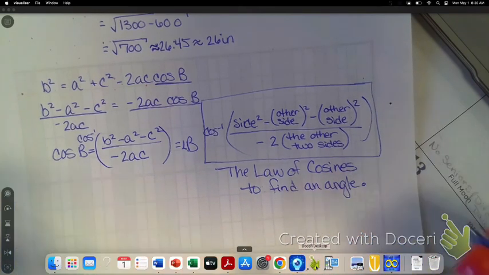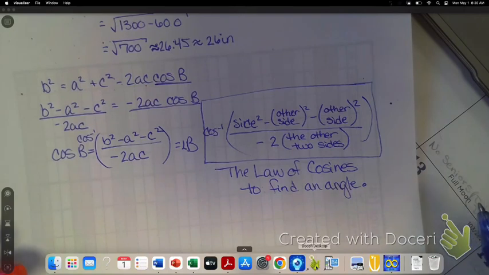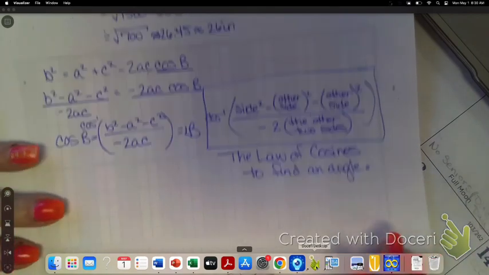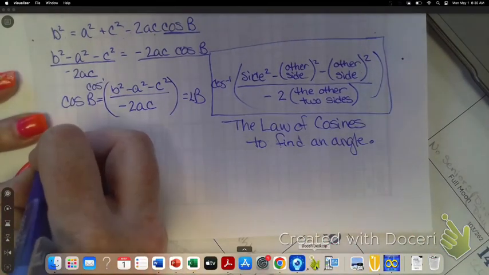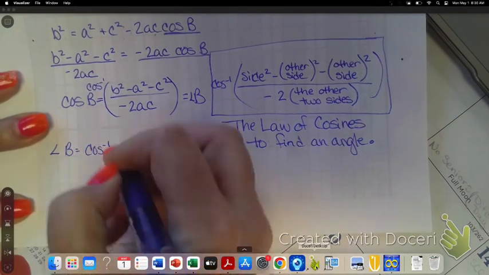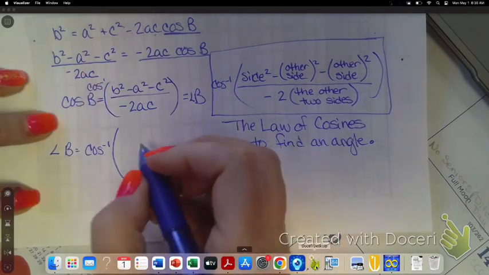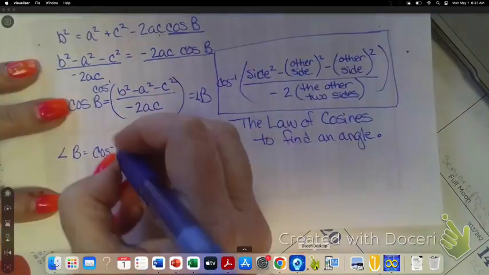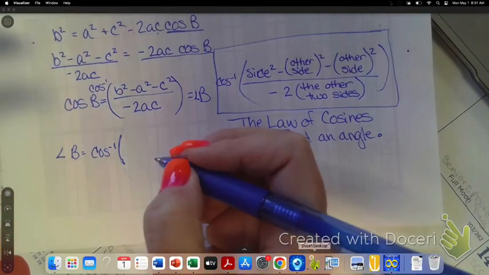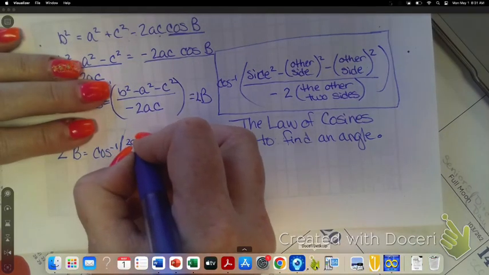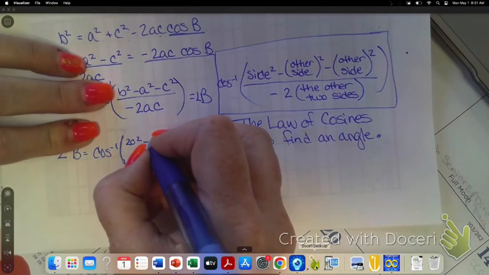Okay. So now I need to come up and do that. You guys got your picture, right? Okay, so angle B is inverse cosine of side. I don't know why I'm writing gigantic. What's B? 20 squared minus the other two sides squared.